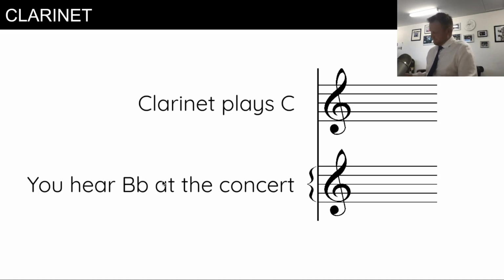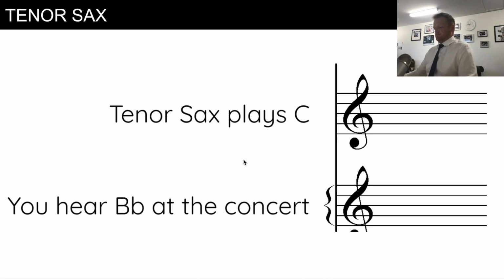Clarinet is the same. Clarinet plays a C, you hear a B flat. Tenor sax is the same. Tenor sax, you play a C, you hear a B flat just like the other two. However, you're hearing the B flat down here, so the interval is larger. You're still hearing a B flat, but a larger interval.